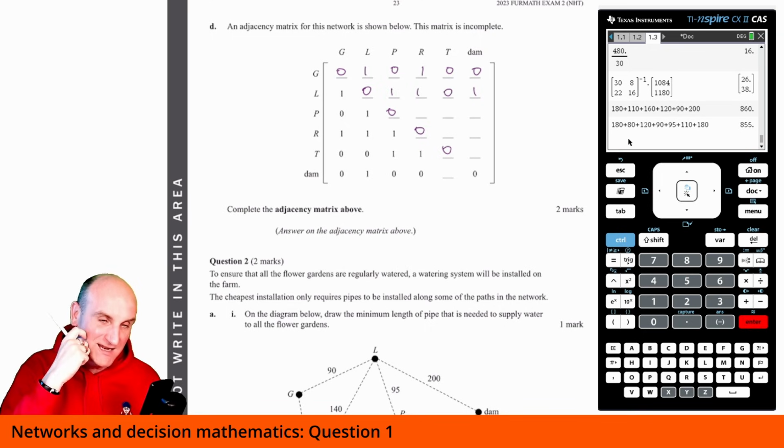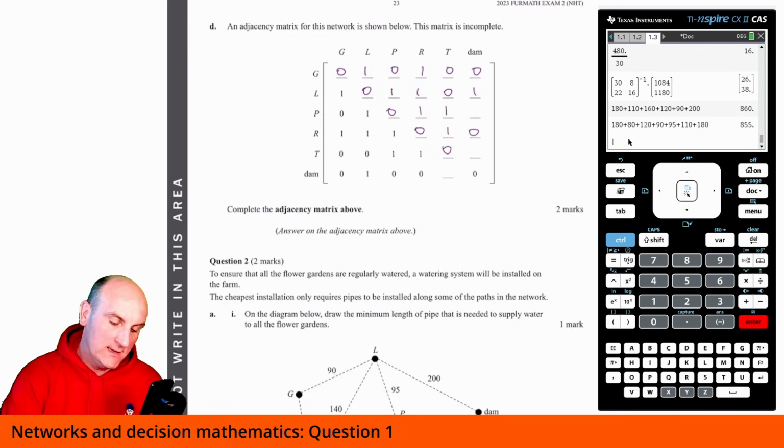Let's just check. Does L connect to the dam? It does. And to P and to R and to G. L, G, P, R. Yep. So row 4, column 4, 1, 1, 1, 0, 1, 0. So 1, 1, 1, 0, 1, 0. And this one's going to be, what's going to be here? So P to T. Does P to T? Yes. It's got a 1 there.